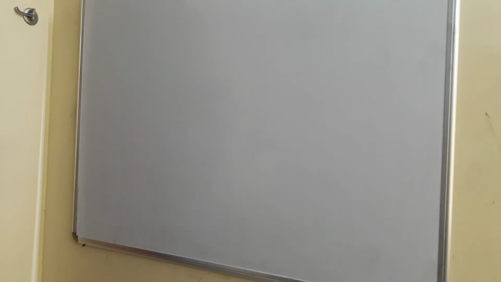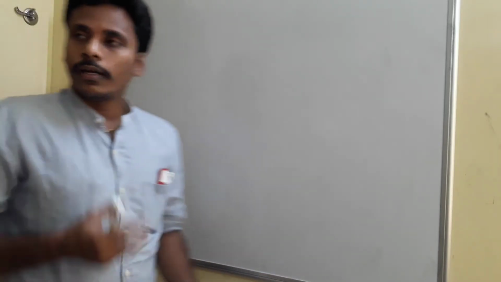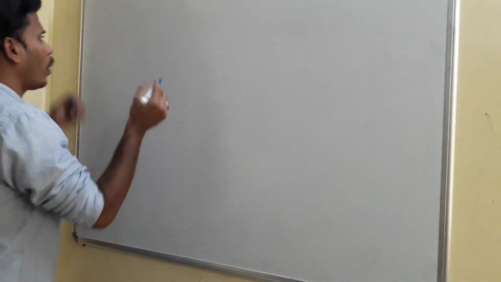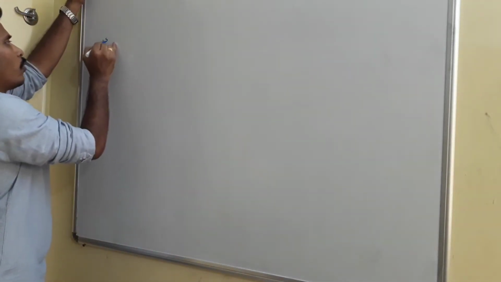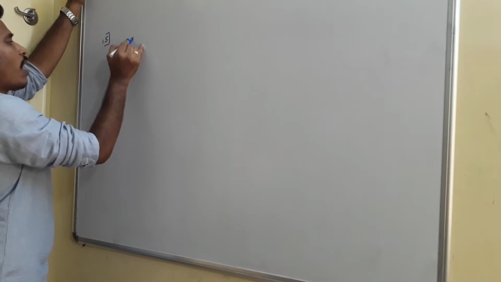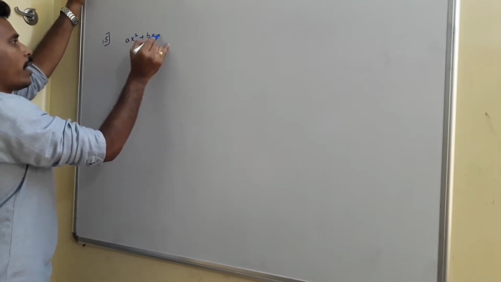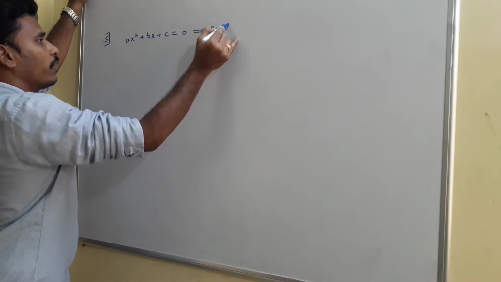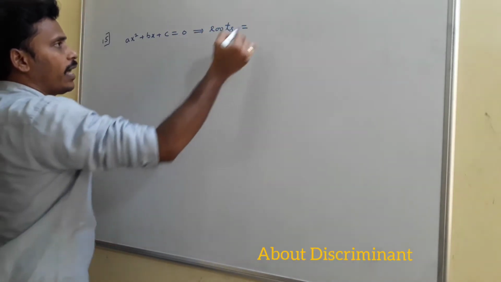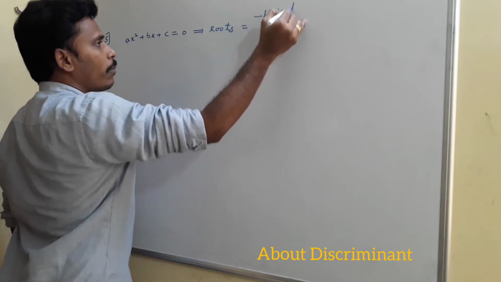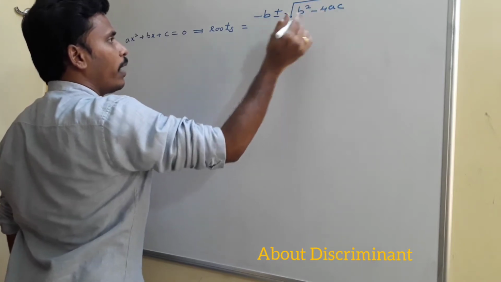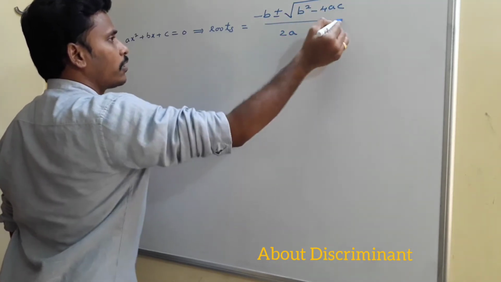What are the roots, relations on roots, and then finding the equation if roots are given. We discussed everything. Now if you have an equation like ax square plus bx plus c is equals to 0, as per our discussion, the roots of this equation are given as minus b plus or minus square root of b square minus 4ac by 2a. Is it clear?